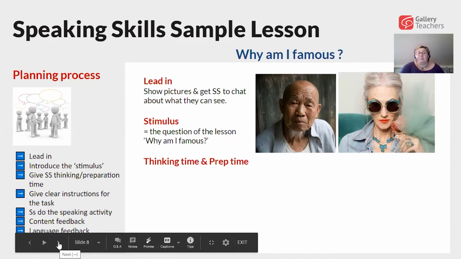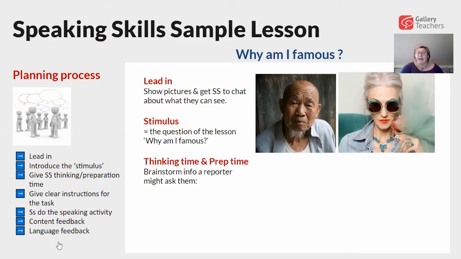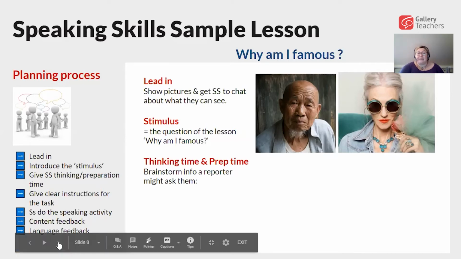So you'd be thinking together about maybe some questions a reporter might ask them to find out why they were famous. So basic questions would obviously include things like the name, the age, the nationality. Based on the ages of the people, we might want to get them to talk about what they did before, if maybe now they're retired. Maybe they're not retired, so what do they do now?